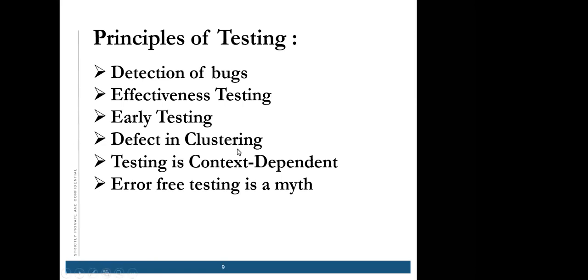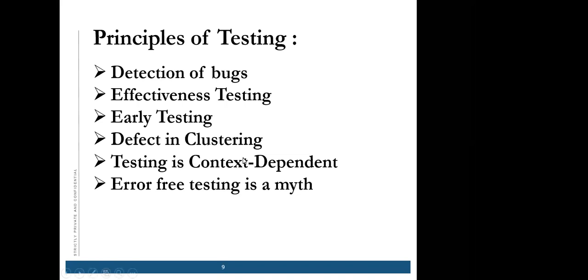The next is defect clustering. On the time of testing, you observe that the majority of your defects or bugs are reported in a small number of modules inside your software or the system. That is called defect clustering. There are some modules which are very complicated, or they give challenges when they are being developed. So most of the defects you find are in that part of the module. So that is defect clustering.